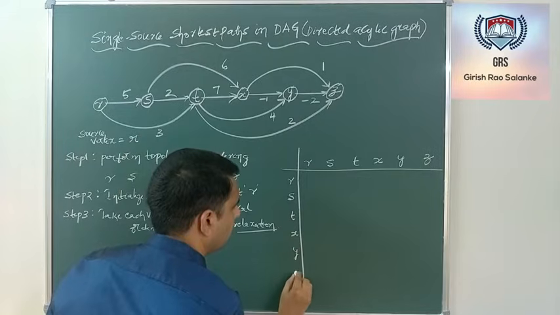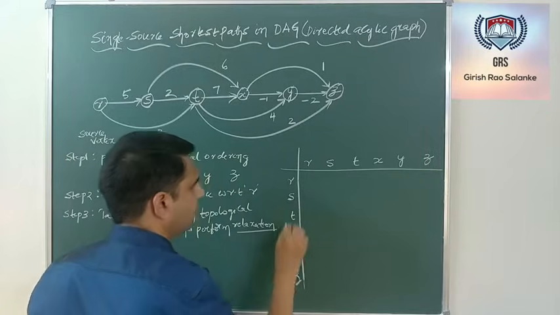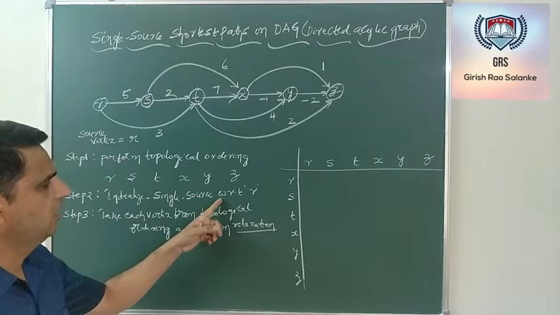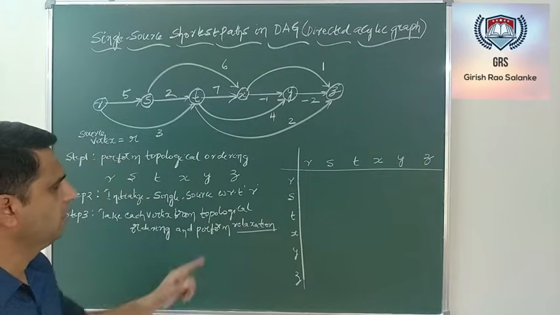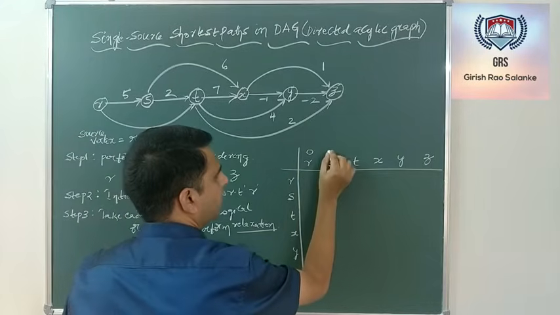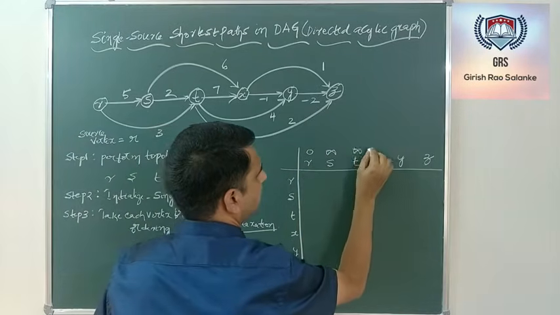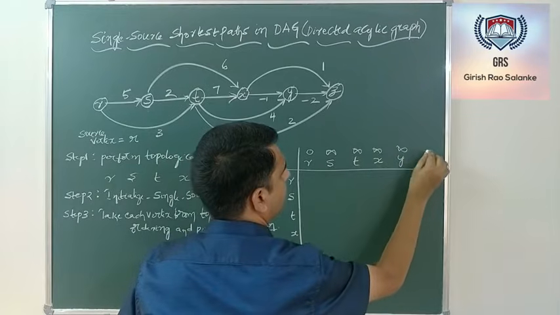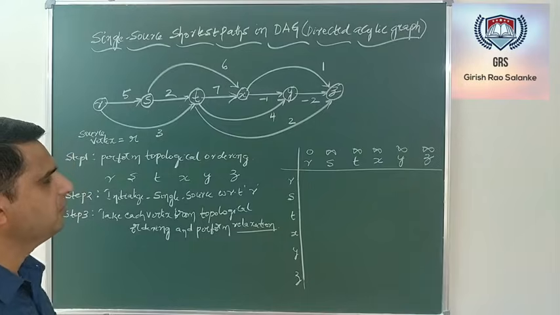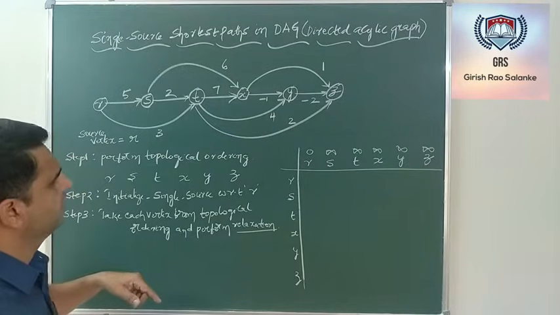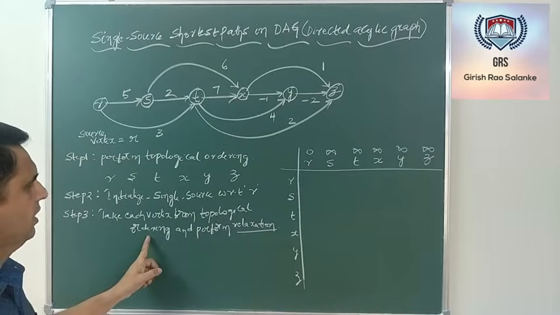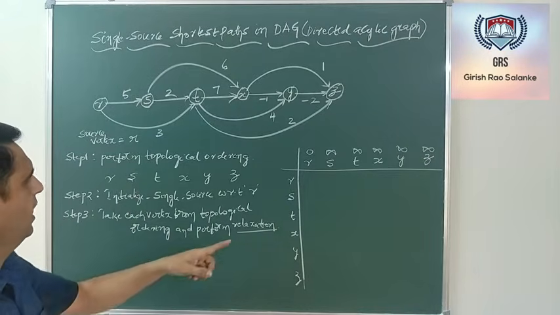Let me have my row numbers denoted with the vertices. Now initialize single source algorithm with respect to R. So for R, I will initialize 0, and for all other remaining vertices, I will initialize infinity. Now this is done. Now what I need to do? Take each vertex from topological ordering in order and perform relaxation.